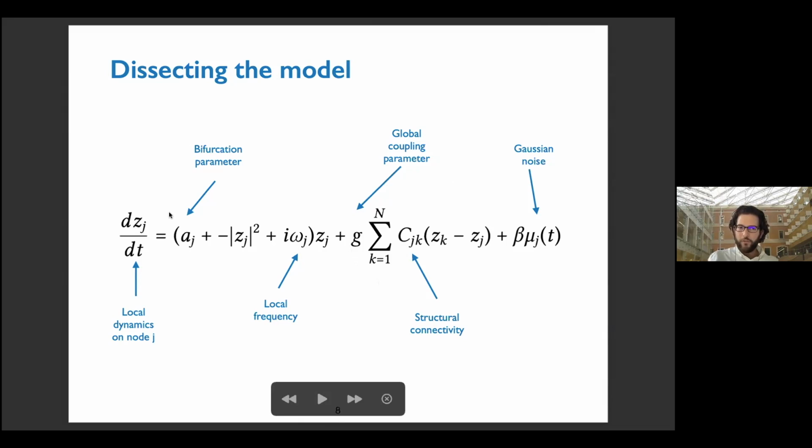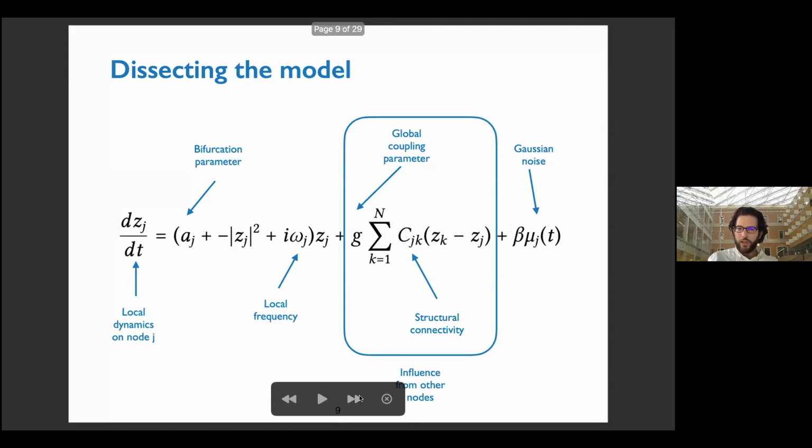So for a specific node J, we have the contribution of all other nodes going from K1 to N, which is controlled by the structural connectivity. So this is where the structural connectivity comes into play. Then we have a global coupling parameter that scales all these factors. In addition, we have some Gaussian noise. As I said, the second part controls the influence from other nodes into each region, into each node in this network.